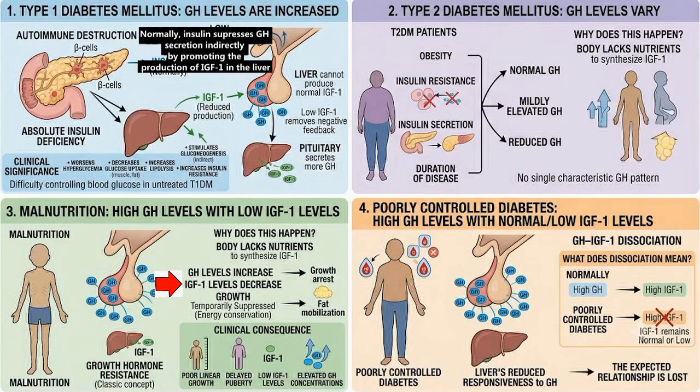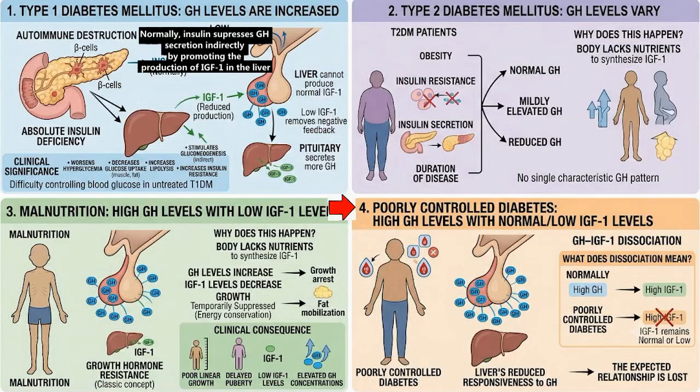Why does this happen? The body is trying to conserve energy. Growth is an energy-consuming process. During starvation, the body prioritizes survival rather than growth. Therefore, GH shifts its actions toward fat mobilization. Growth is temporarily suppressed because IGF-1 production falls. Clinical consequence. Children with chronic malnutrition often have poor linear growth, delayed puberty, low IGF-1 levels, and elevated GH concentrations.